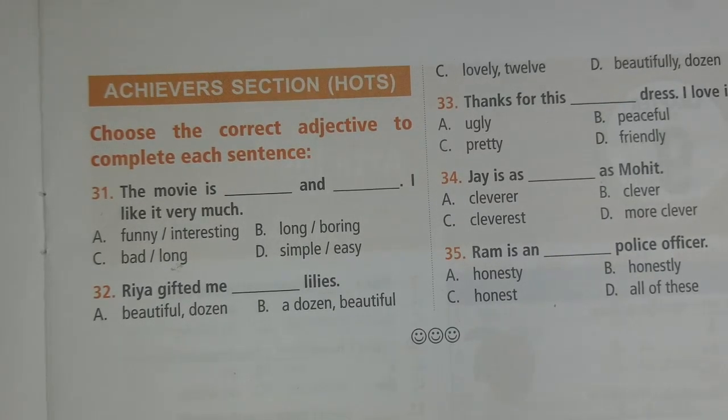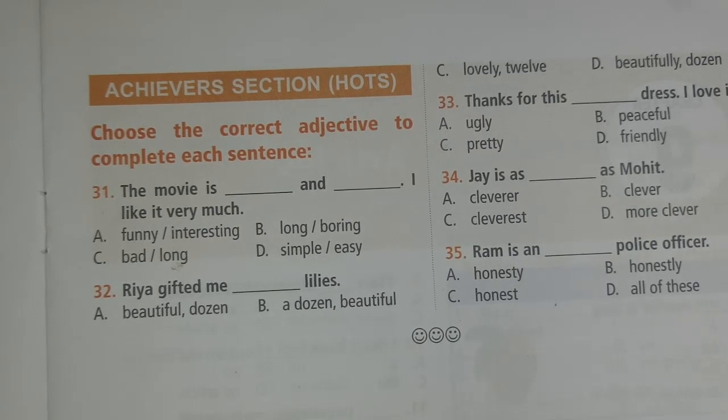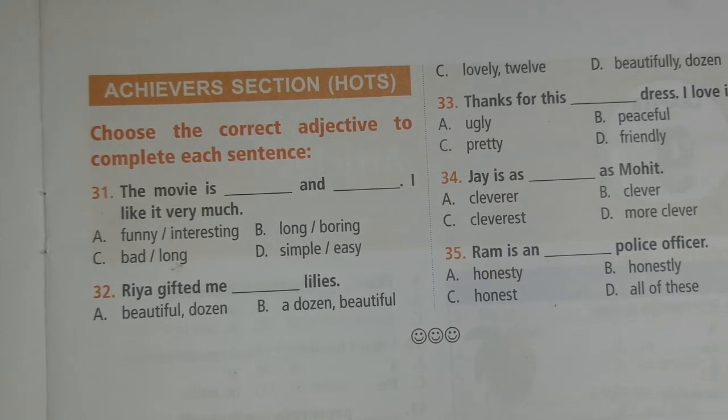Moving to the next section, Achiever section, which is also the last section of this particular chapter, and they carry 2 marks each in the question paper. Choose the correct adjective to complete each sentence. The movie is dash and dash. Okay, I like it very much.